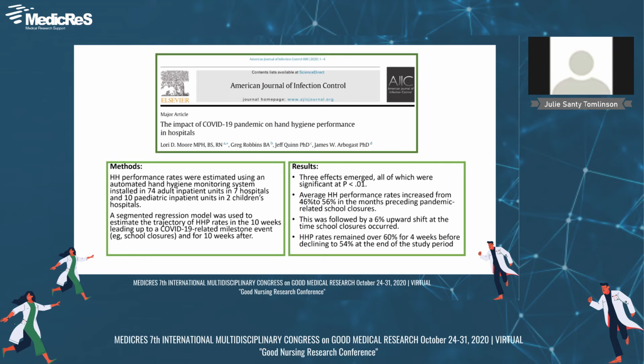That for us in the UK happened on the 23rd of March, and for 10 weeks after that happened. And what they found was that there were 3 effects that emerged, all of which were statistically significant. So first of all, average hand hygiene performance rate increased from 46% to 56% in the months preceding pandemic-related school closures. Okay, so the original performance rate of hand hygiene was less than 50%.